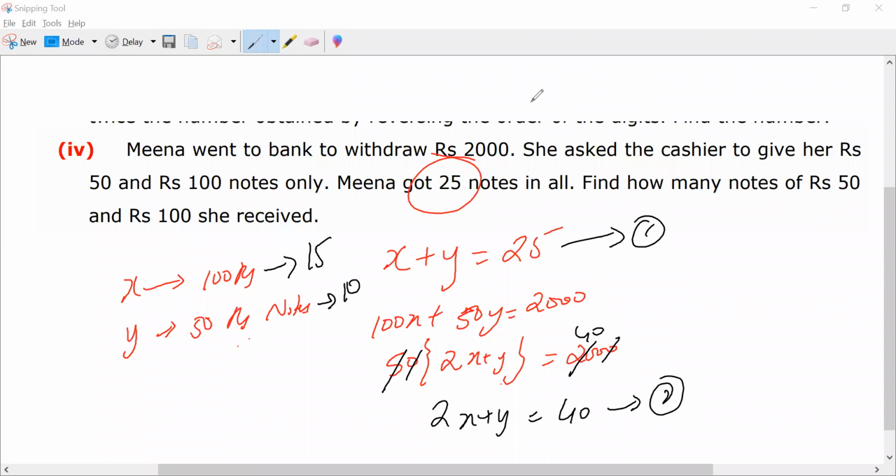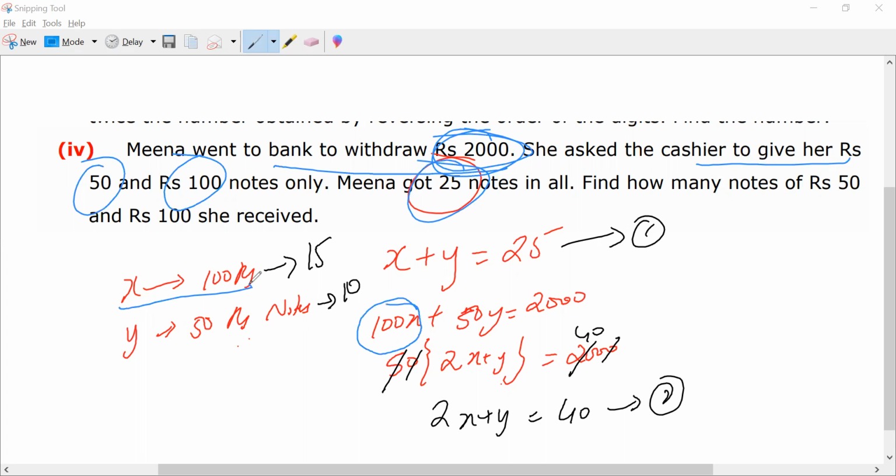Okay, if you want me to explain this question, it's a very simple question. Meena went to the bank to withdraw 2000 rupees. She asks the cashier to give her rupees 50 and 100 notes. Meena got total 25 notes. We have to find how many 50 rupees notes and how many 100 rupees notes the cashier gave Meena so that the amount equals 2000. Correct? We don't know the number of 100 rupees notes, right?